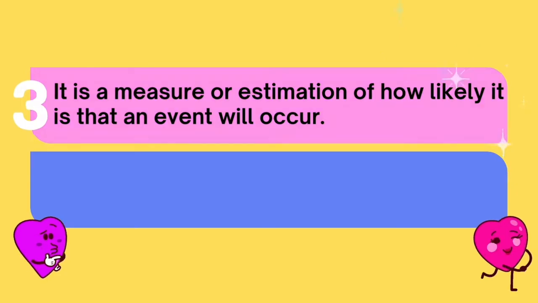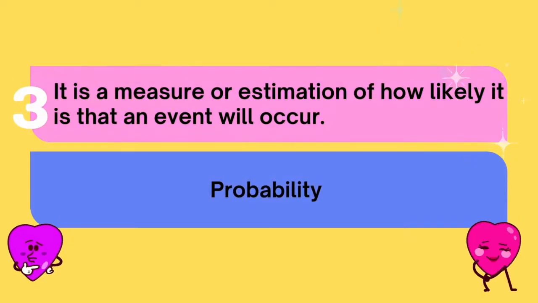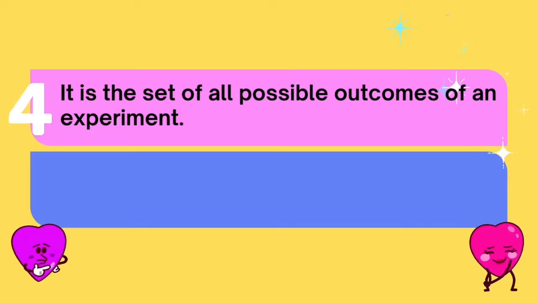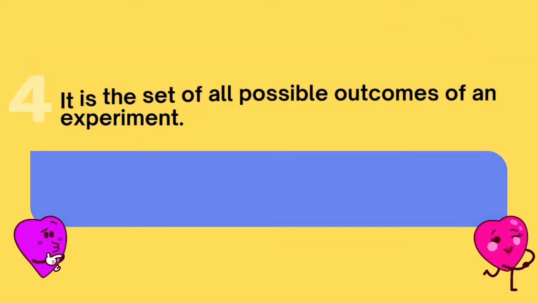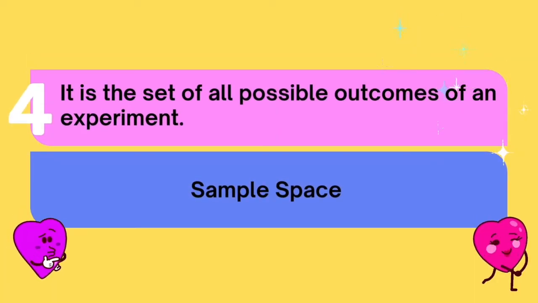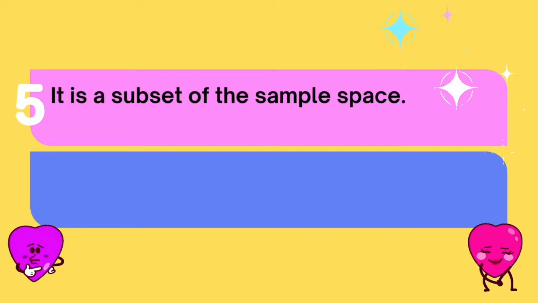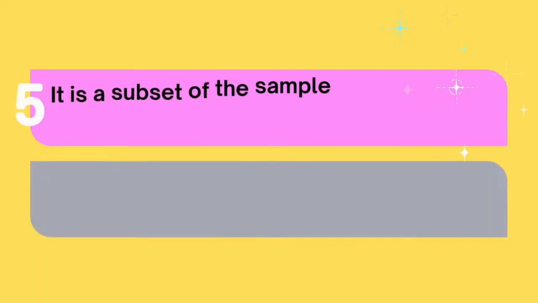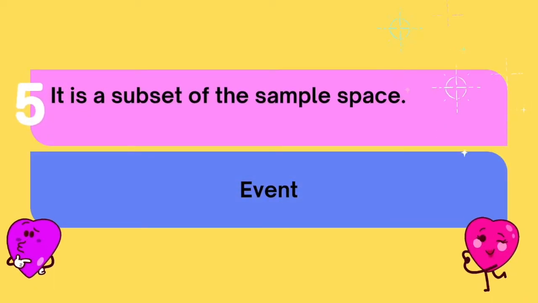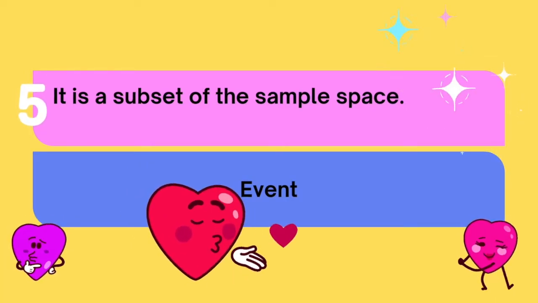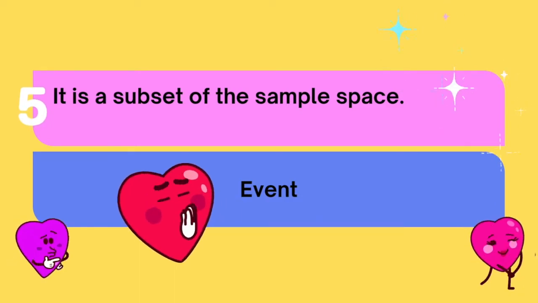The answer is probability. Number four, it is the set of all possible outcomes of an experiment. The answer is sample space. Number five, it is a subset of the sample space. The answer is event. Did you get all the correct answers? Very good. Your perfect score makes me happy.